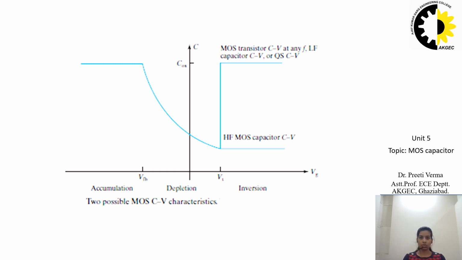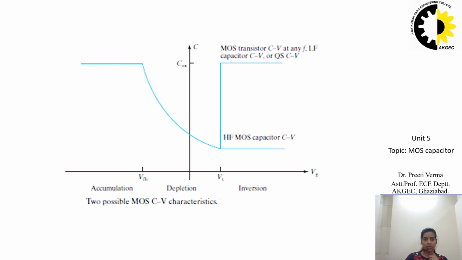This curve is known as the high frequency MOS capacitor CV, HFCV. In principle, at a sufficiently low frequency, even the MOS capacitor CV would follow the upper curve. Following that reasoning, the upper curve is also known as the low frequency CV, the capacitance voltage curve. In reality, even at low frequencies such as 1 kHz, the CV of a modern high quality MOS capacitor does not follow the LFCV curve.